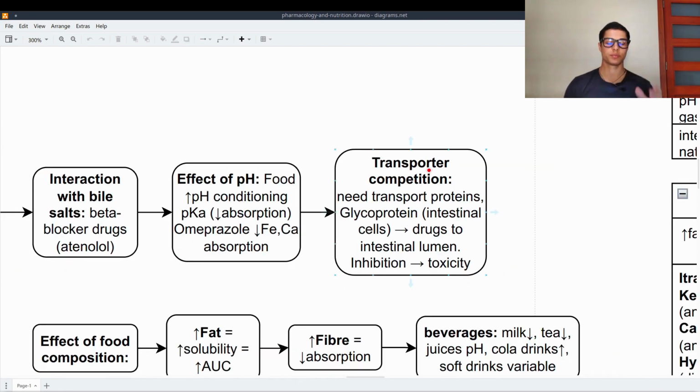Then we have transporter competition. Drugs need transport proteins, such as glycoprotein, in intestinal cells. So there is a competition there, and the drugs go to the intestinal lumen again. And an inhibition will cause toxicity.